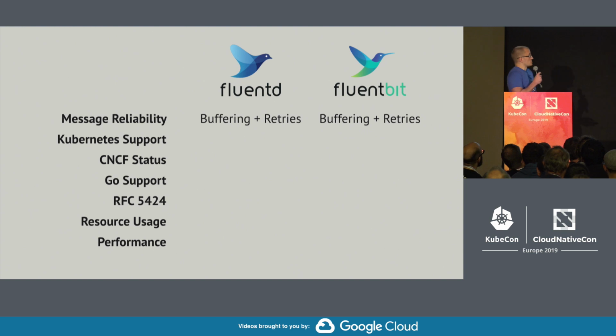So going back to our initial criteria, message reliability. Both Fluentd and Fluent Bit do a really good job at message reliability. They both support buffering in memory and to disk. That's something that was introduced recently in Fluent Bit a few months ago. They support buffering, and they support retrying of messages. So if a message fails to send, you can have the engine retry the message for you.